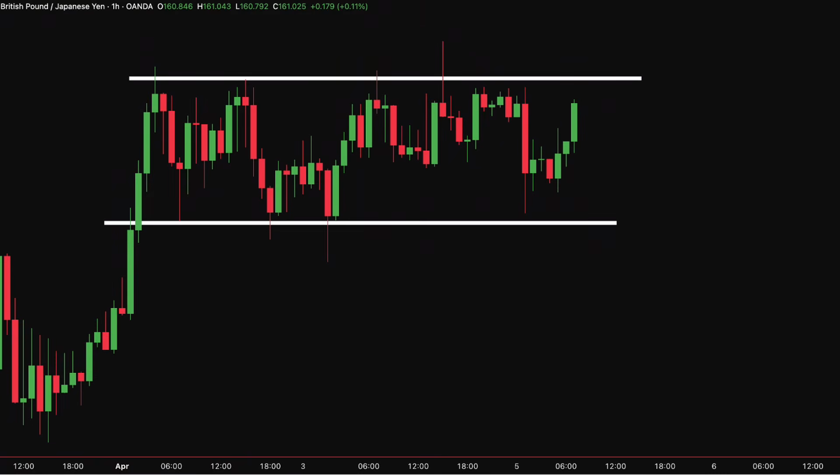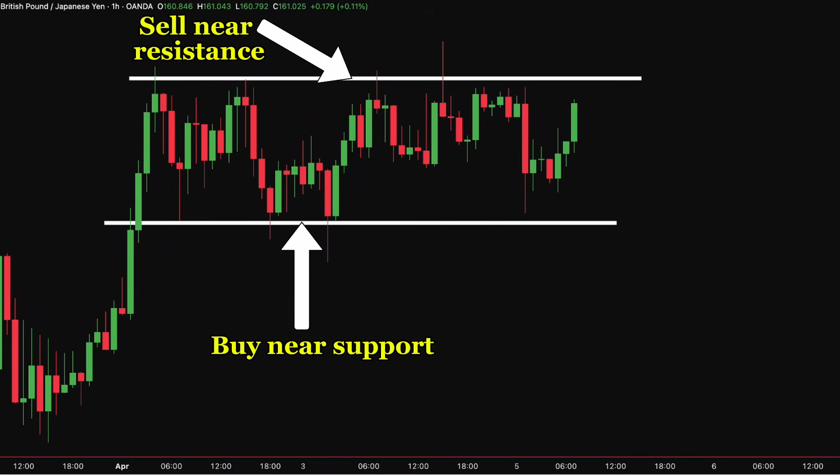Once you've identified a channel, there are two main ways to trade it. Range trading: buy near support and sell near resistance while price stays inside the channel. Place your stop loss just outside the boundary to avoid false breakouts.